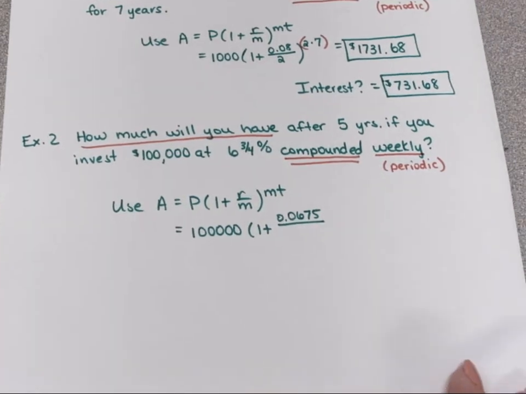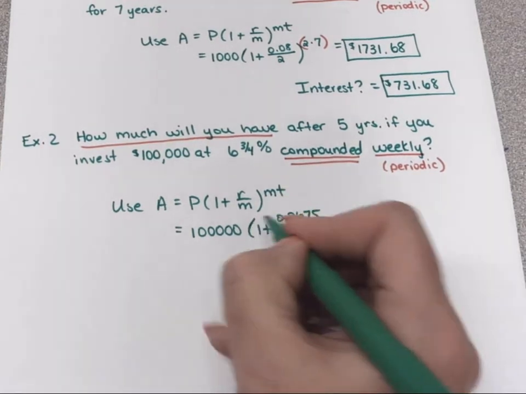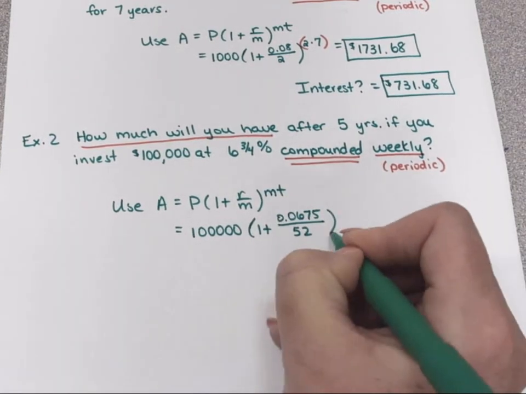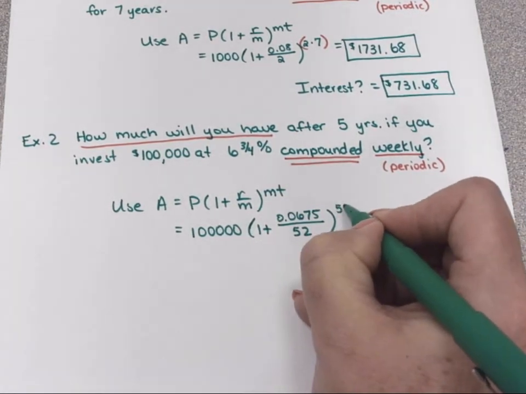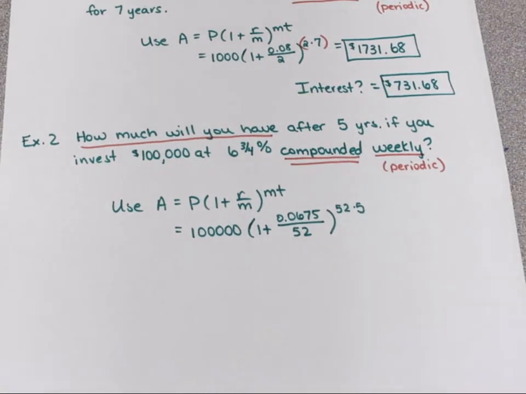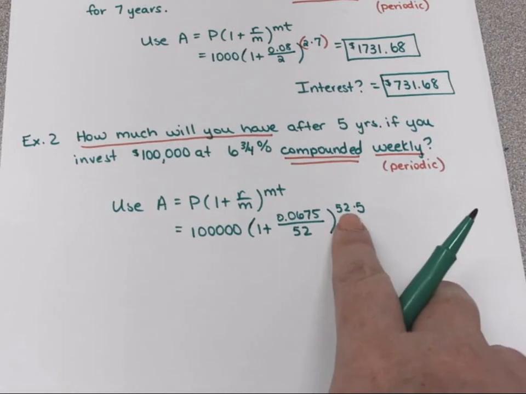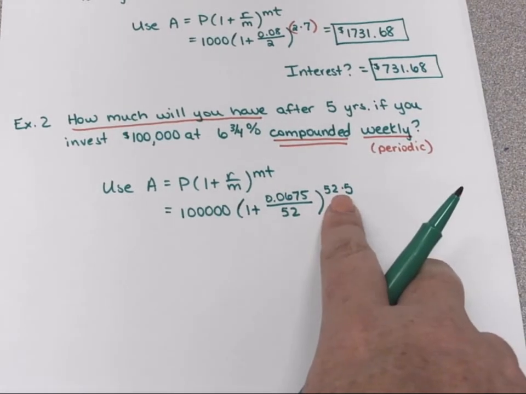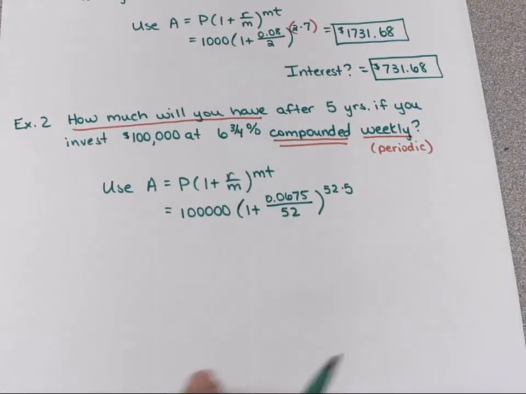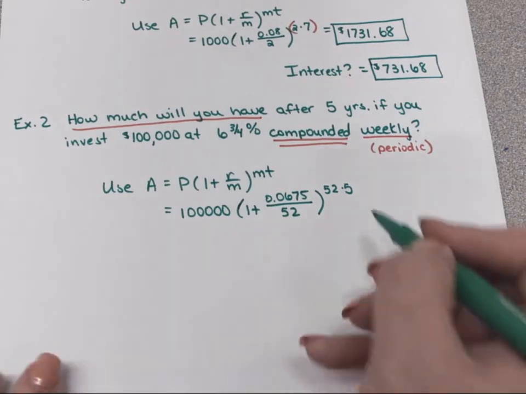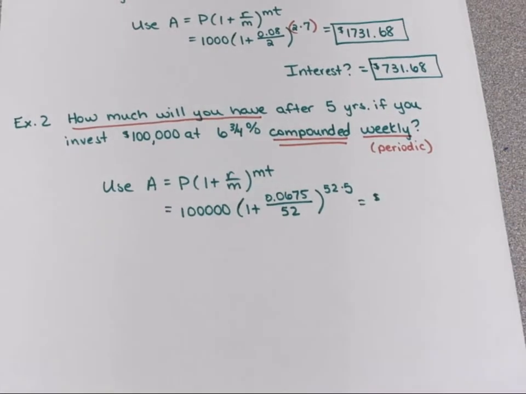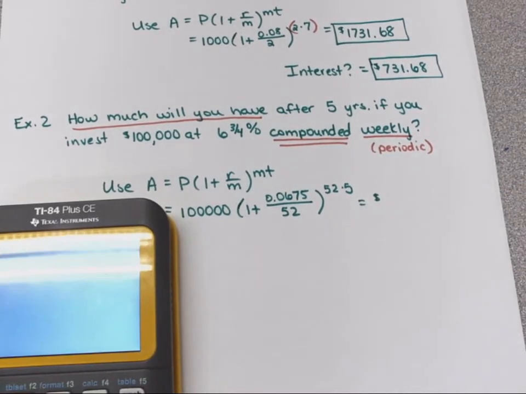And then it's divided by however many weeks there are in a year, which we already know to be what? 52. And then it's raising it to the 52 times 5 power. Okay. So notice it's dividing the interest by 52, but then it's doing the process a bunch more times, 52 times more than it would have normally done. Okay, so let's see what we get. And it shouldn't be crazy bigger than the 100,000 because it's only for 5 years.